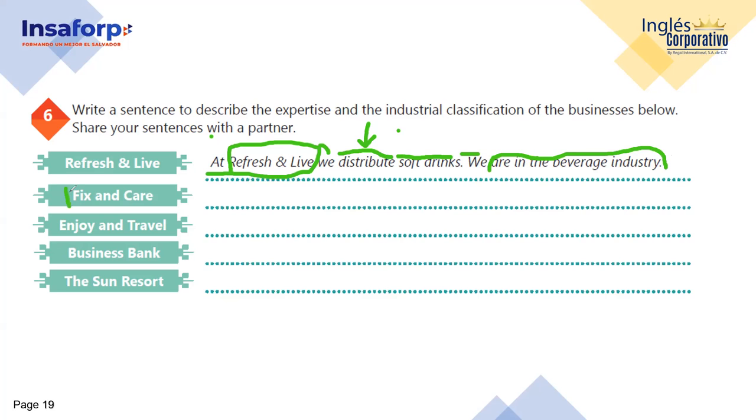And then we have here, Fix and Care, Enjoy and Travel, Business Bank, The Sun Resort. We have one, two, three, and four. Four more que ustedes van a poner el ejemplo tal cual está aquí. So, these are the companies. You need to complete the exercises. Pero además de terminar y complementar esto, you have to write down your own sentence with your company. Como ya las mencionaron, allá en la conversación, ya saben a qué empresa o qué compañía es la que van a poner y van a hacer una oración, dos oraciones con una misma idea. Do you understand now?